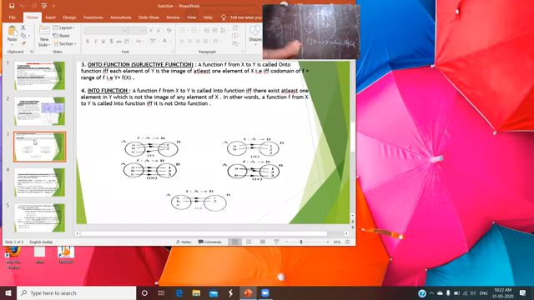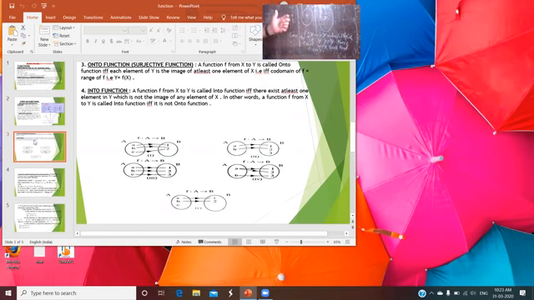So f from X to Y is said to be onto if for all y belonging to capital Y, there exists small x belonging to capital X such that f(x) is equal to y. That is the condition, or the definition, for the onto function.